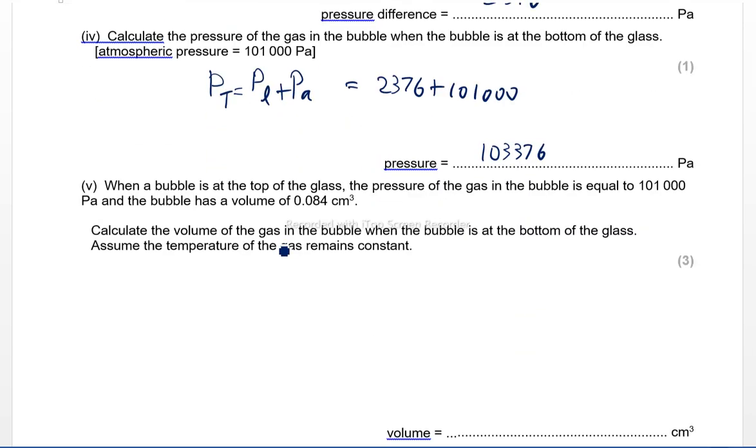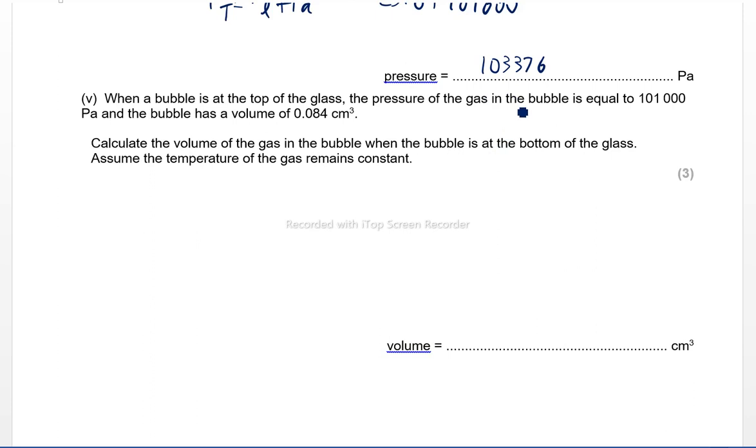When the bubble is at the top of the glass, the pressure of the gas in the bubble is equal to 101,000 pascals, and the bubble has a volume of 0.084 centimeter cube. Calculate the volume of the gas in the bubble when the bubble is at the bottom of the glass. Assume the temperature of the gas remains constant.